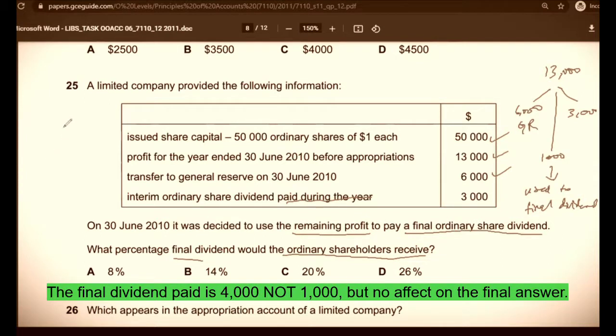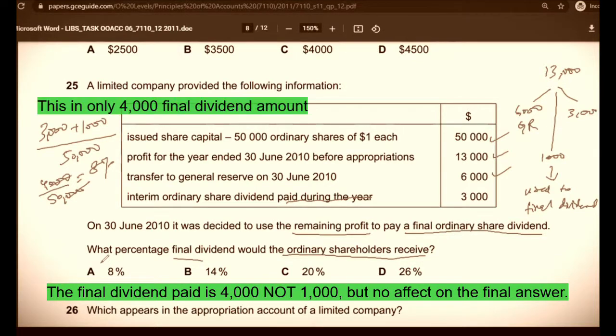So our interim ordinary dividend was 3,000. Our final dividend was 1,000, and then our capital employed is 50,000, 50,000 shares at $1 each. So we have number of ordinary shares as 50,000. So it's 4,000 over 50,000. This gives me an answer of 8%. Therefore, my correct answer to multiple choice 25 is option A, 8%.